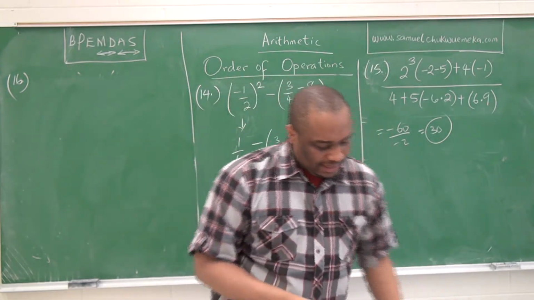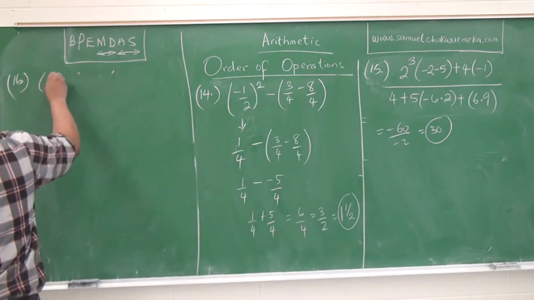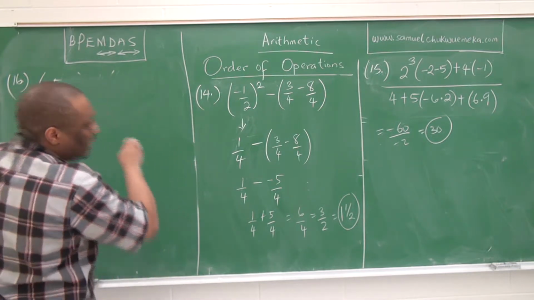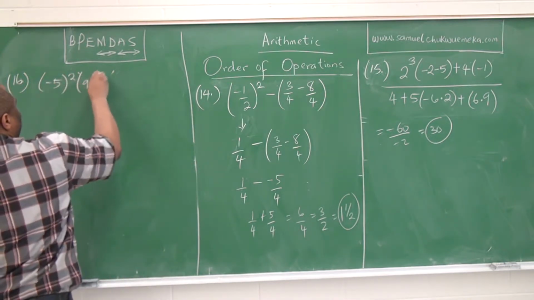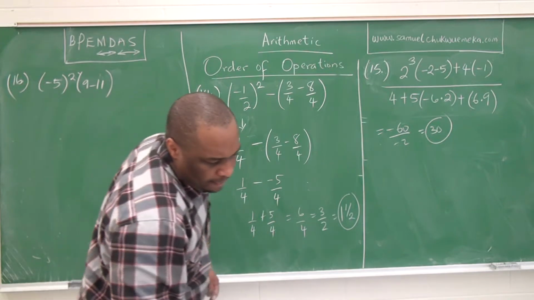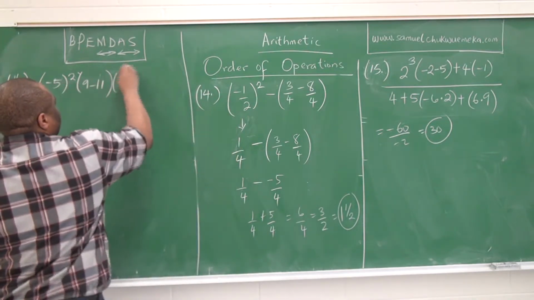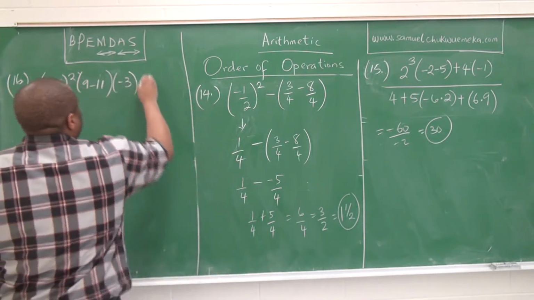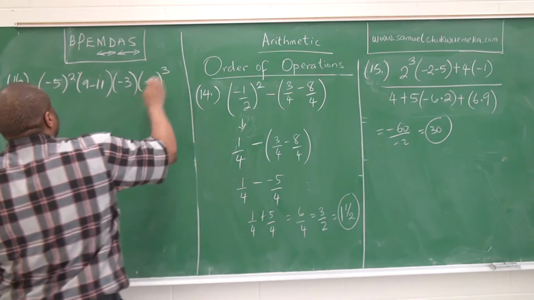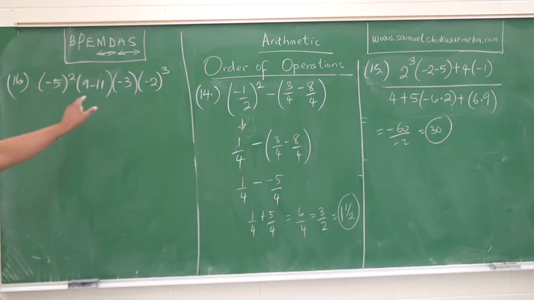Okay, 16, negative 5 squared, then 9 minus 11, then negative 3, then negative 2, all cubed. Now, please, when you see this, all multiplication, don't be scared. We're still going to use the same principle. I know that this is all multiplication, all parentheses, all multiplication. Let's do all of them.